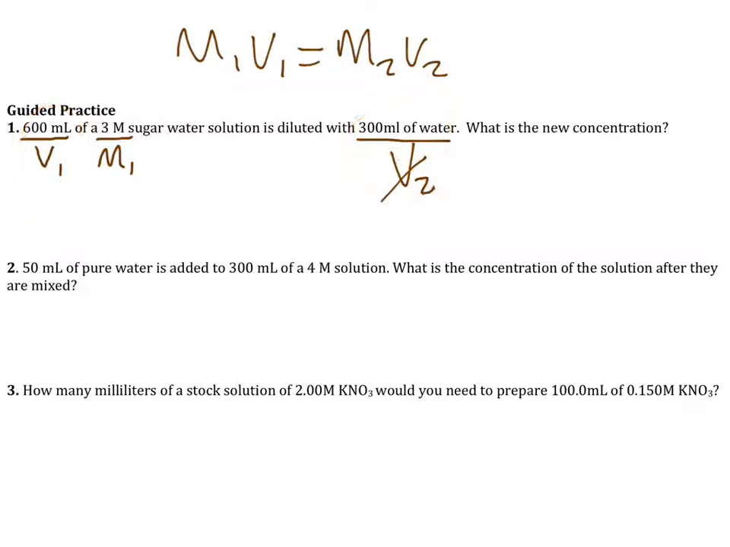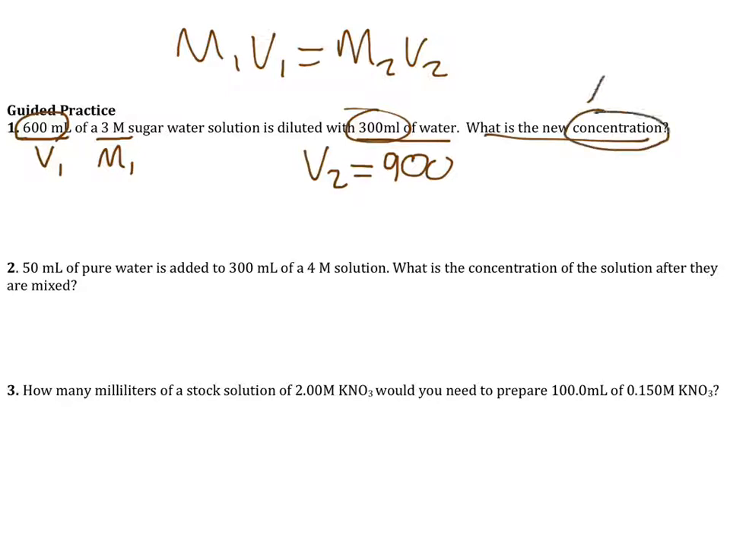Again, we start with 600, we add 300, so V2, volume 2, is going to end up being 900, because we have the 600, we add the 300, and now we have 900. The question is, what is the new concentration? Whenever you see the word concentration, you want to think molarity. So let's go ahead and plug this in. M1 is 3, V1 is 600.